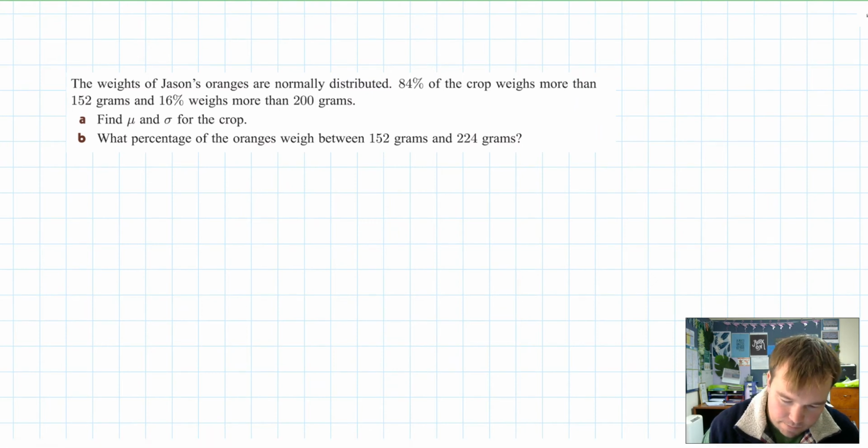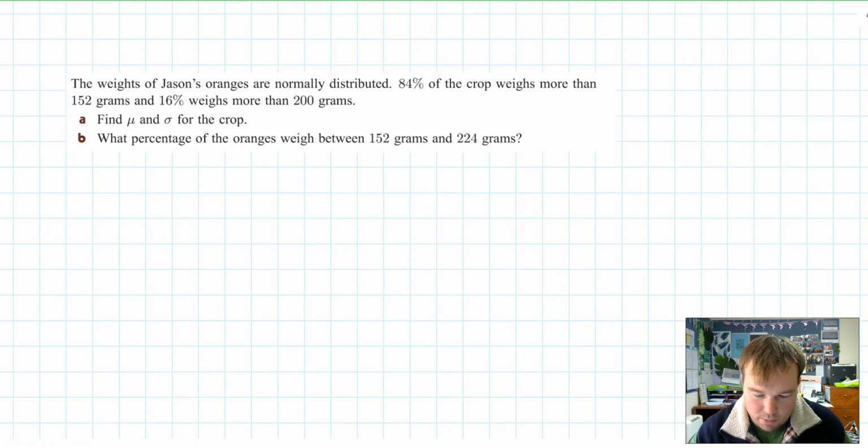Have a read of this. The weights of Jason's oranges are normally distributed. 84% of the crop weighs more than 150 grams, and 16% weighs more than 200 grams. Find the mean and standard deviation for the crop. Alright, first step, draw it out. I'm going to pause, you have a shot at it, and I'll draw out the answer in a sec.